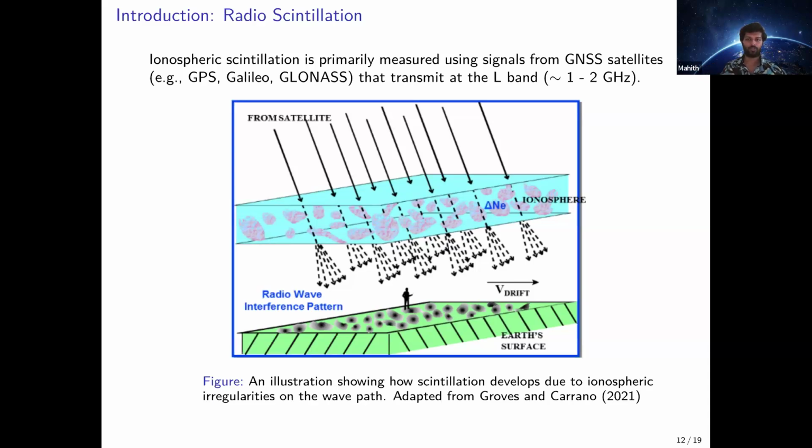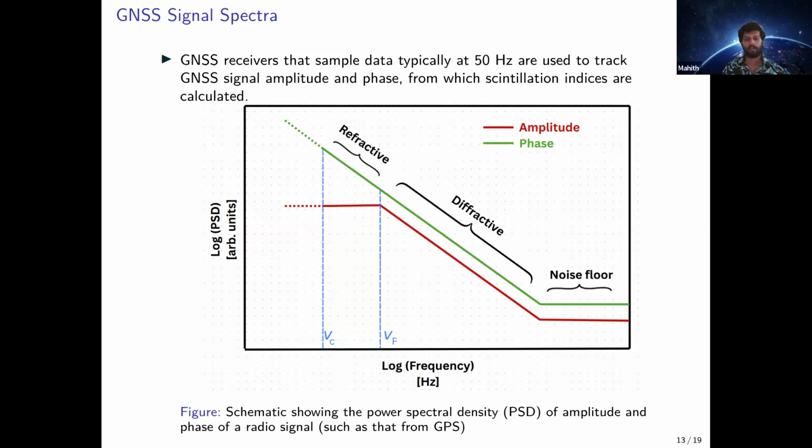Right? So we use GNSS satellites that transmit in the gigahertz frequency to track scintillation and study the ionosphere. Particularly, we'll be using 50 hertz data from receivers that operate at 50. So that means every second, we have 50 data samples. So every minute, we will get approximately 3,000 samples of signal amplitude and signal phase.